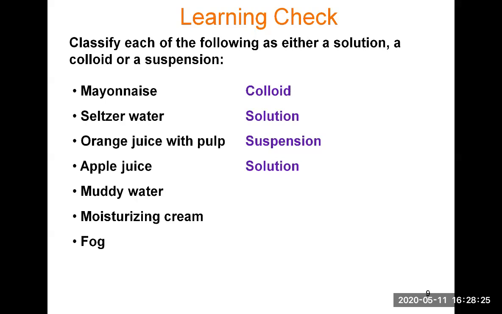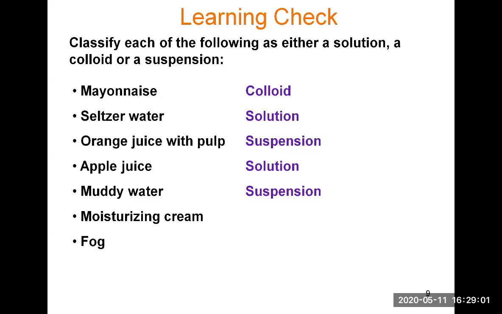So muddy water. Muddy water, if you let it settle down, you will see the mud settle on the bottom, and then the water will become clearer and clearer on top, right? So that's a suspension because the particles can settle down to the bottom, and you could filter the muddy water and have the mud left in the filter and have more clear water coming out. So that's a heterogeneous mixture, and in this case, it's a suspension.